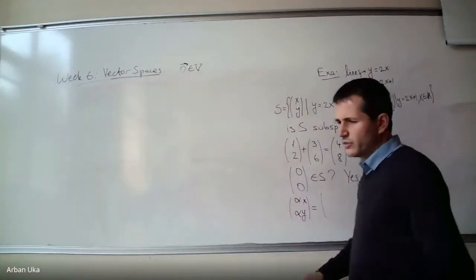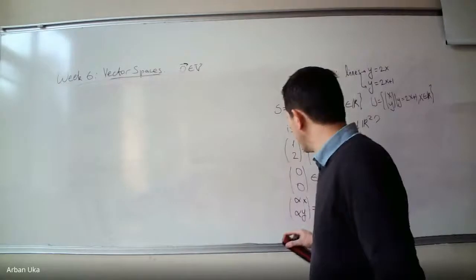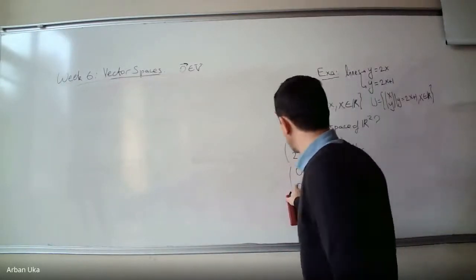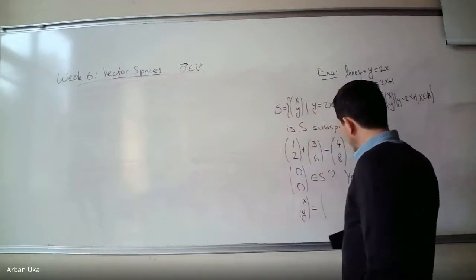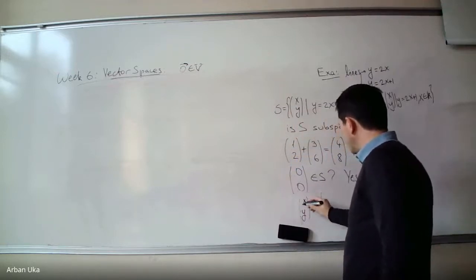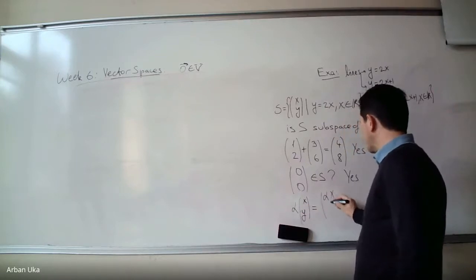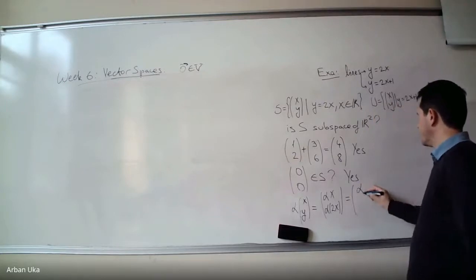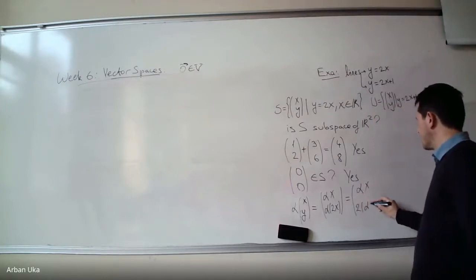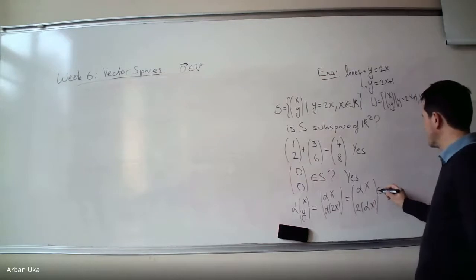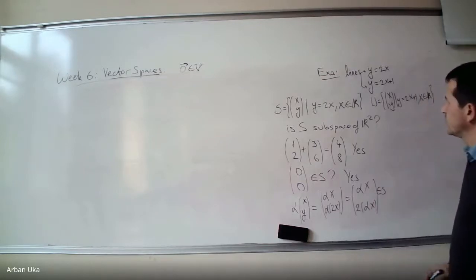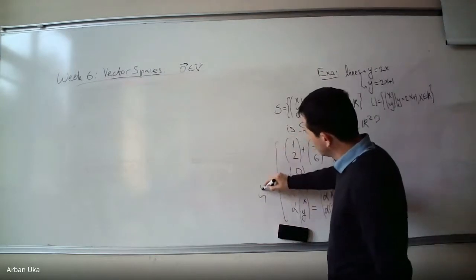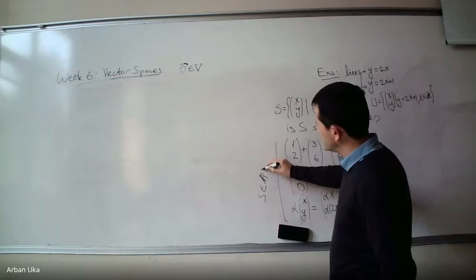So we can write this one. Probably it's best if we put the alpha outside, which means that we are really multiplying the whole vector with a constant. So let's do it like this. Here we have x and y times alpha. We get alpha x, alpha times 2x. This is equal to alpha x, 2 times alpha x. So again, this looks like an element of S. So all of these conditions are satisfied, and we could say that S is a subspace of R squared.